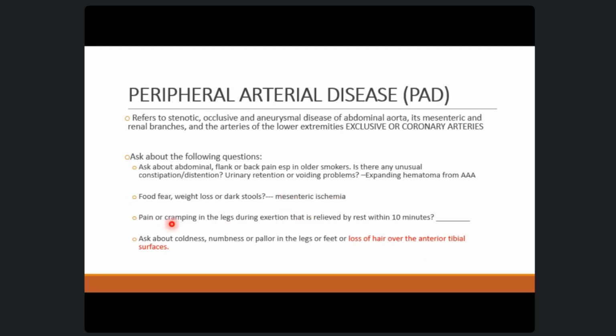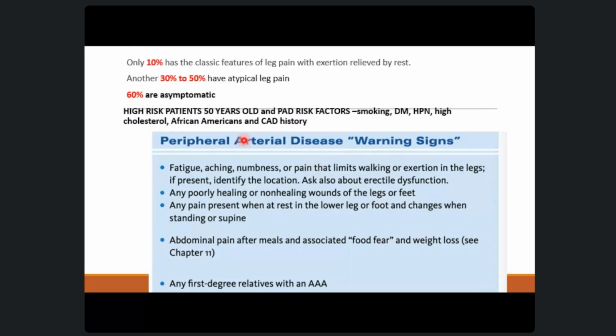And this one, what do you call this one? Pain or cramping in the legs during exertion, relieved by rest within 10 minutes. What do you call this one? Starts with I and C. So intermittent claudication. So this is also common for PAD problems, okay? So ask about coldness, numbness, pallor. So these all pertain to even loss of hair anteriorly. So pertaining to PAD din yan siya.